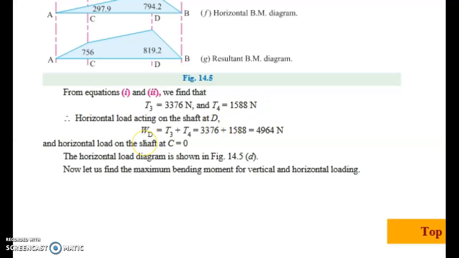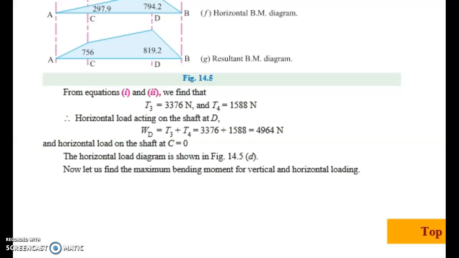Similar to the previous section at the pulley C, we can take the horizontal load on the pulley D. WD is equal to T3 plus T4. We can take it as 4964. At the pulley D we have only horizontal load, there is no vertical load. Similarly at the pulley C there is no horizontal load, only vertical load.